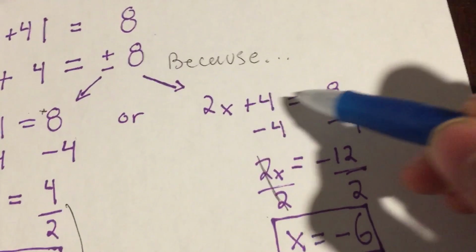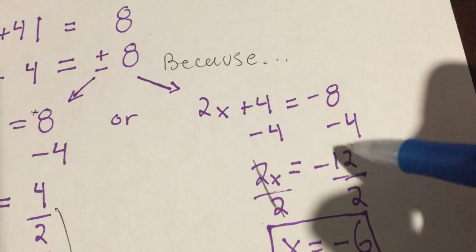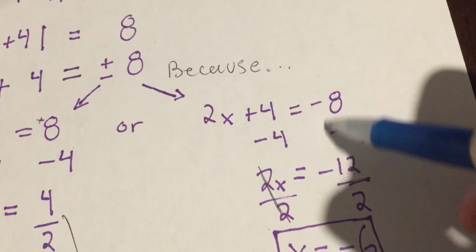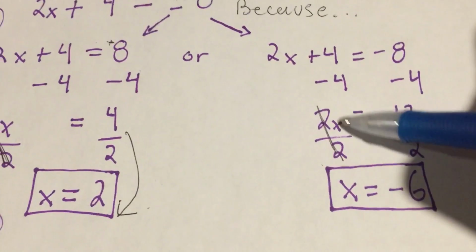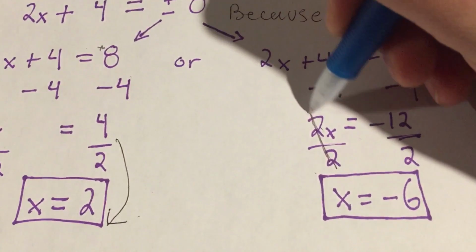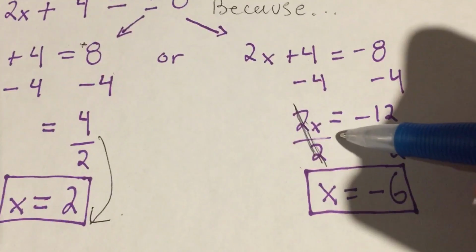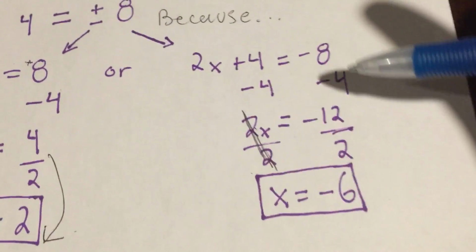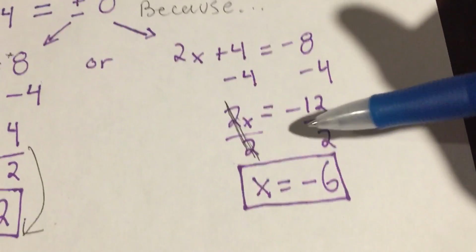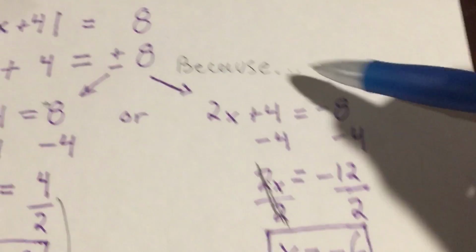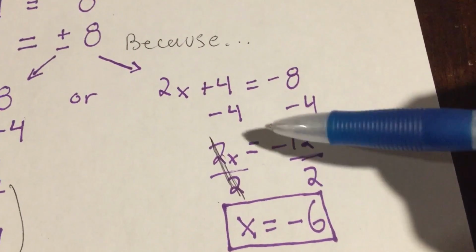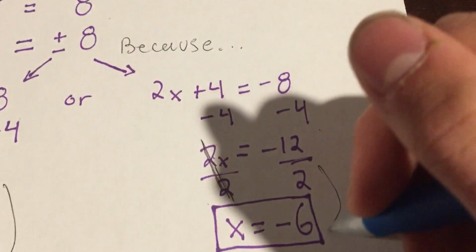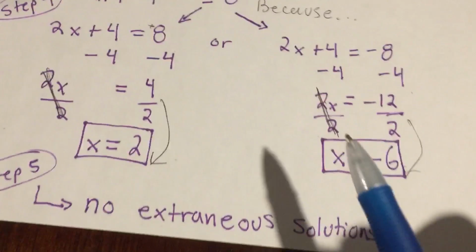So let's go over here to 2x plus 4 equals negative 8. Again, we subtract 4 from this side. We have to subtract it from this side because we did on this side. Then divide by 2, which cancels out this 2 because a number divided by itself is 1, and we don't write that 1. So we have negative 8. Unlike this side, this becomes 4. This is now negative. So we're left with negative 12. We divide that by 2 and we get negative 6. So these are our two potential solutions.